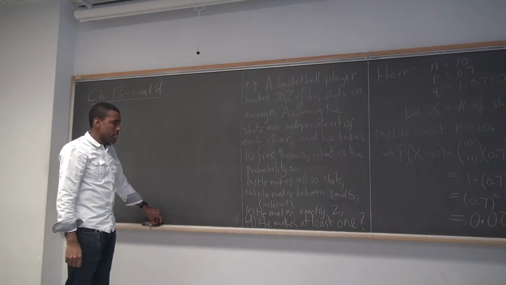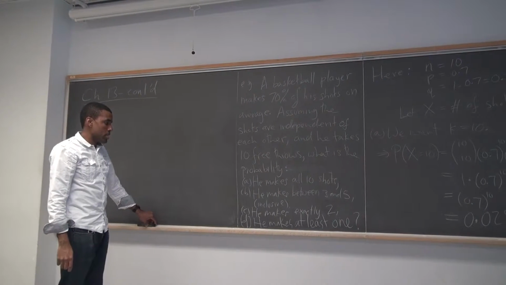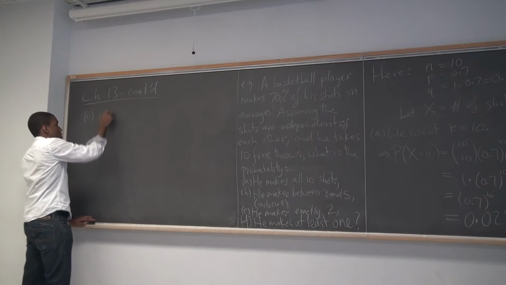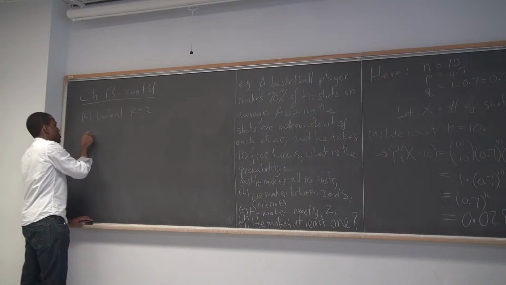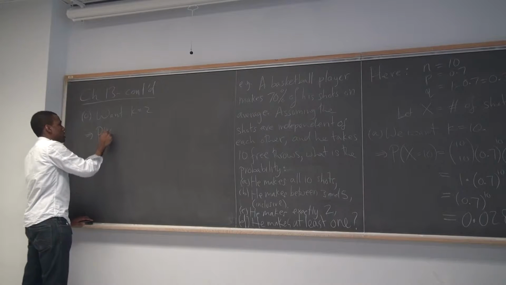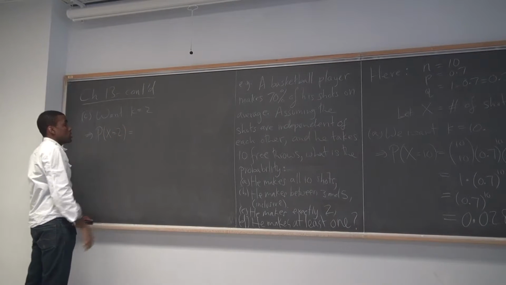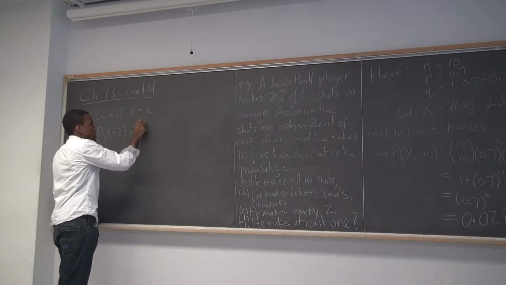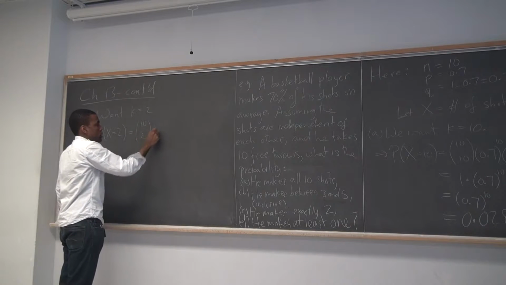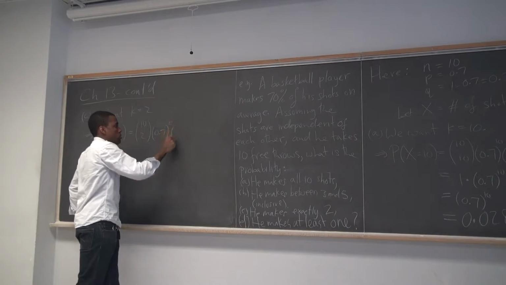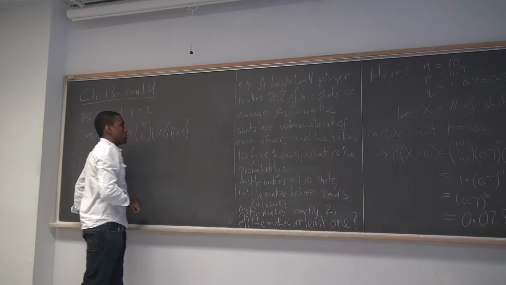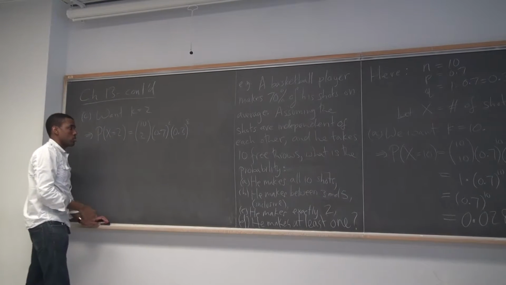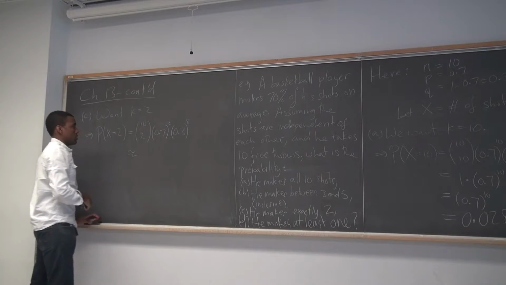What did I want? He makes exactly 2. What's the probability he makes exactly 2? Well, here, you simply want k equals 2. Probability of x equals 2 is 10 choose 2, 0.7 to the 2, 0.3 to the 8, right? Or 10 minus 2.